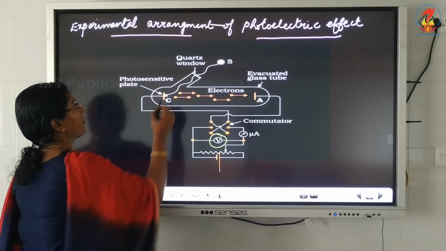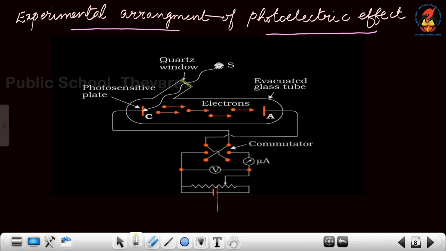And there was a quartz window through which light of suitable frequency comes and hits the metal surface, and the energy from the light is absorbed by the electrons and they move forward. And since the collector is connected to the positive terminal, what happens? The electrons are accelerated towards the collector because of the positive field, and this movement of electrons produces the current known as photocurrent.